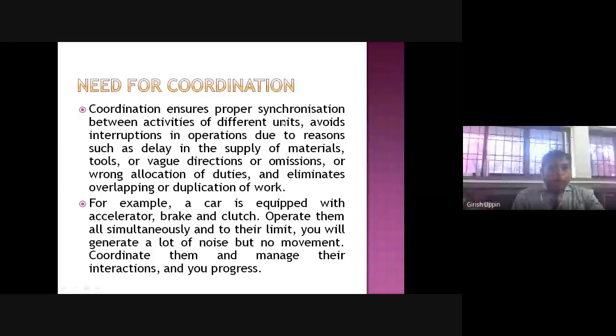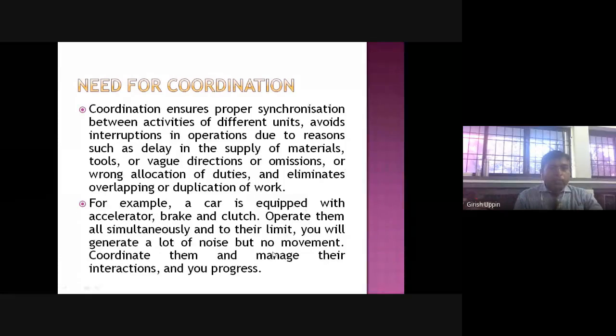Coordination ensures proper synchronization between the activities of different units, and avoids interruptions in operation due to reasons such as delay in the supply of materials. I will give an example. The store will give the material at the proper time. Production will take that and produce the products within the given target. Sales will take that. So there is a common, coordinated way of doing the work.